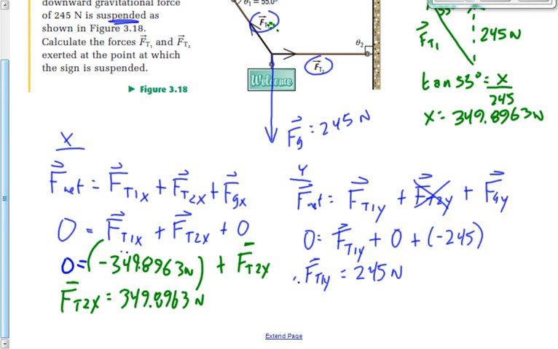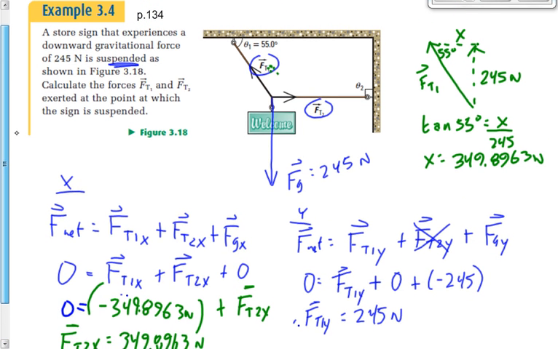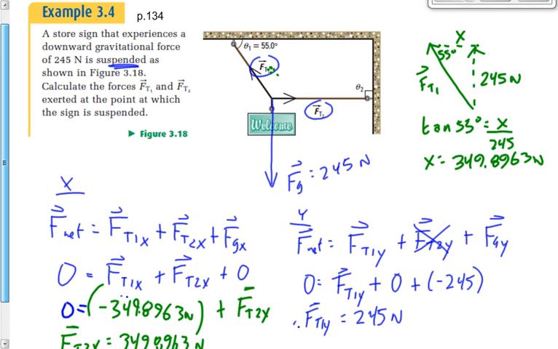Yep. Wouldn't the x, oh, yes it is. I think I got that backwards. That's why the number that I got didn't make sense to me at first. Yeah, you're right. Thank you. I went adjacent over opposite, didn't I? So let's change that number. It's going to be opposite over adjacent. It's going to be 245 over x. What does x work out to be there? 245 over tan 55, 171. That's better.